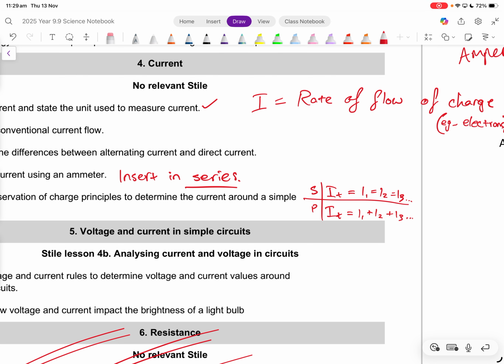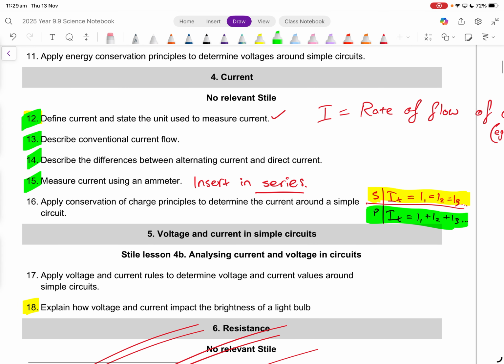Okay. So this is for up the top, a series circuit. Two different colors, series and for parallel. So this is for applying our charge principles to current. So basically, what's the ammeter one? An ammeter measures current flow, and we insert an ammeter in series. That's all we need to know. Now for 16, we're using these two different rules to figure out how many amps, how much current is flowing around the circuit.